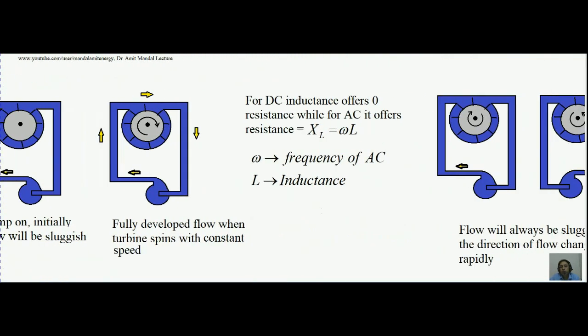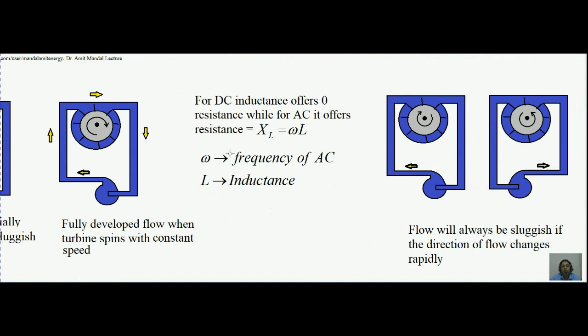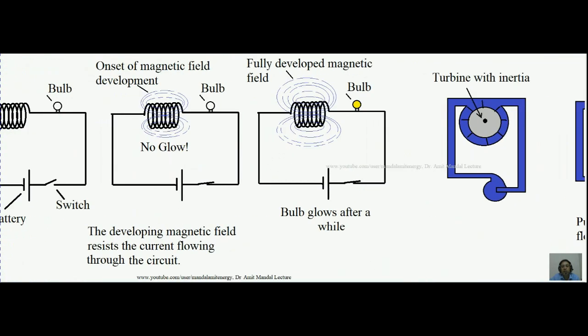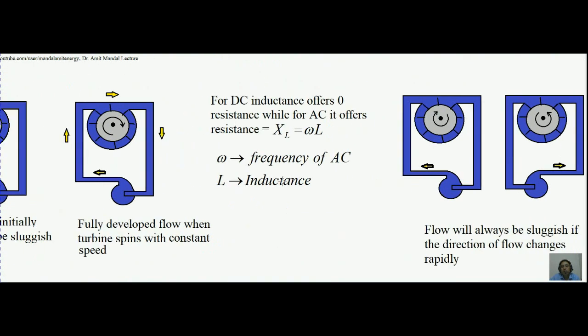Okay, so the formula is: in case omega is the frequency of the alternating current and L is the inductance of the coil, it is in Henry. The unit of inductance is Henry. Then omega into L is the resistance offered by the inductance to the AC. So the more omega is, you can see omega is in the numerator. So more omega means more inertia and more resistance, and zero omega means it is a DC source, then it will offer zero resistance.